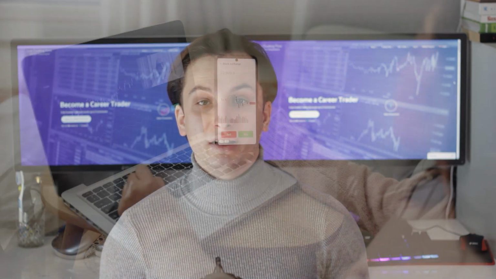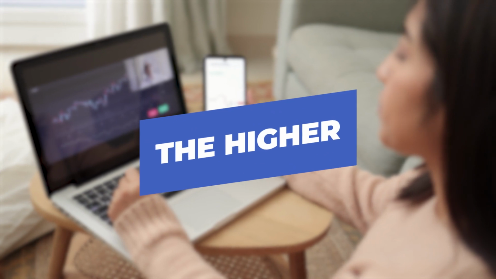But it's always important to avoid trades with a negative risk to reward ratio. When growing a small account, the higher the risk to reward ratio, the better. But I would recommend not going anywhere under 1 to 1.5. Anything lower than that is not going to be worth it in the long term.